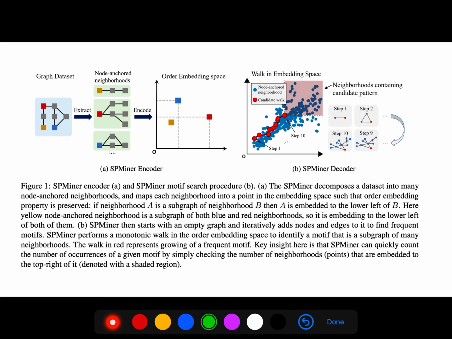So I repeat again: SPMiner decomposes the dataset into many node-anchored neighborhoods and maps each neighborhood into a point in the embedding. This is the order embedding space. So it maps each of them to a point, and then our walk is just in the order embedding space.